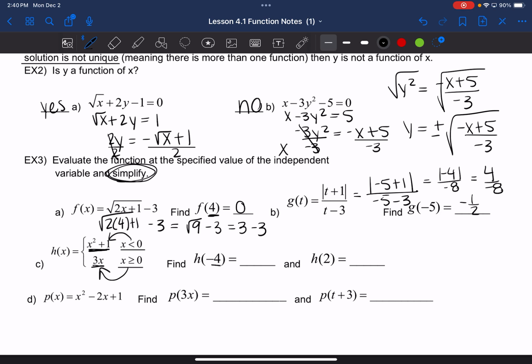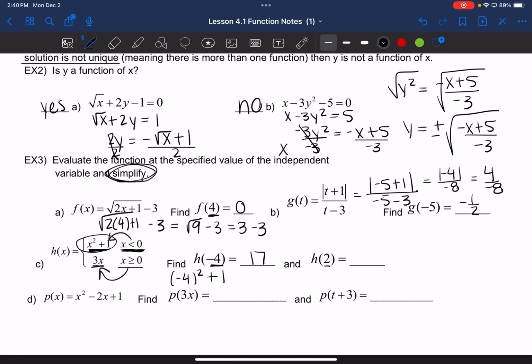So if I'm looking for h of negative 4, am I going to be substituting that into x squared plus 1 or into 3x? X squared plus 1. Right, because negative 4 is less than 0. So I'm going to use this one. So I would have negative 4 squared plus 1, which is 17.